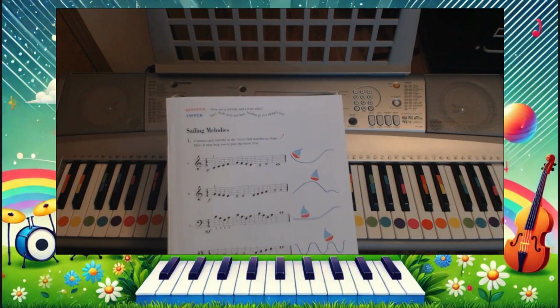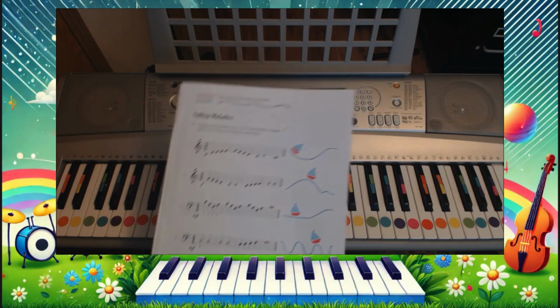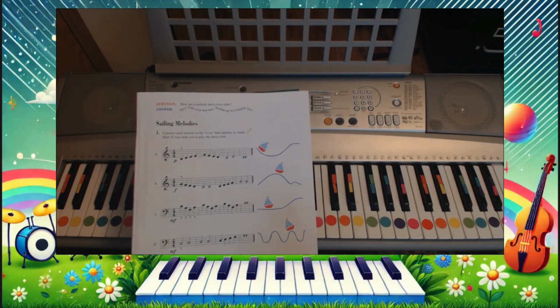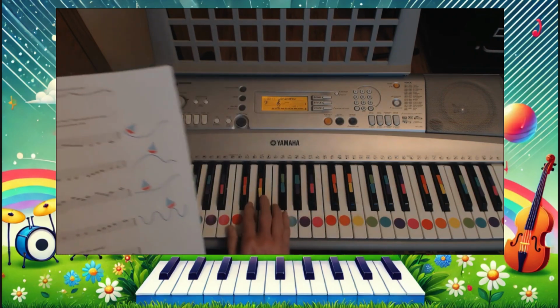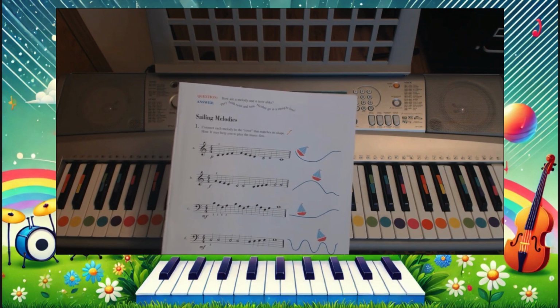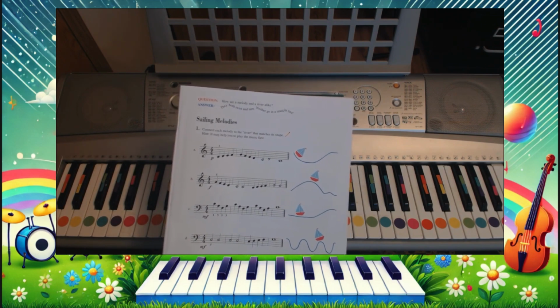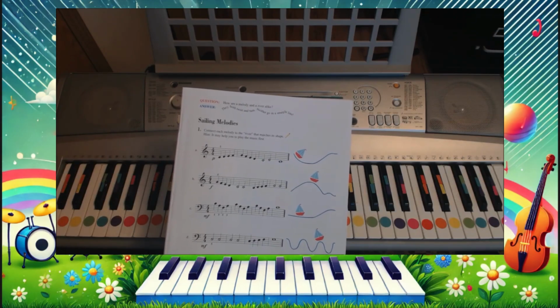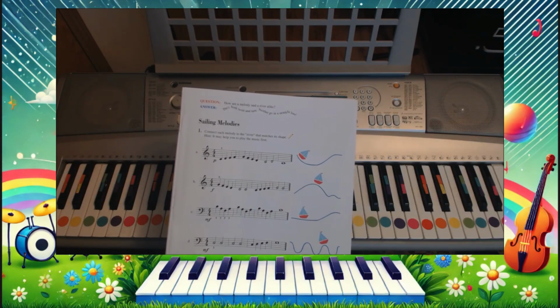So let's play. I'm going to play the first one, and I want you to play these too and play them all legato. Okay, here we go. Number 1, connect each melody to the river that matches its shape. So here is letter A.